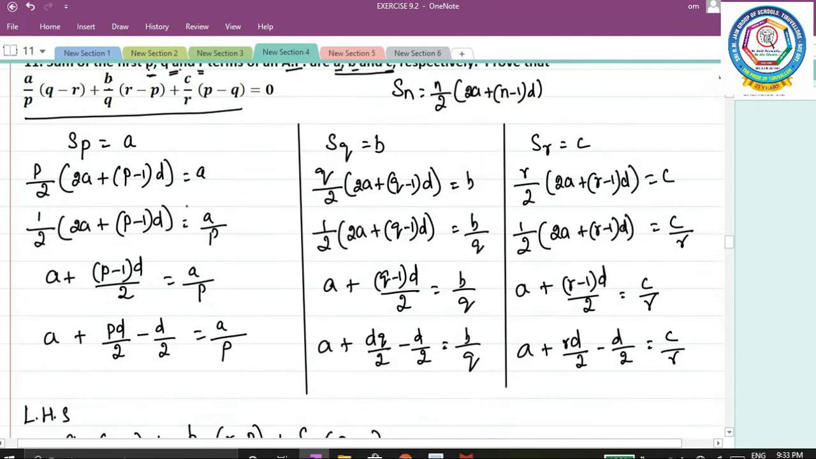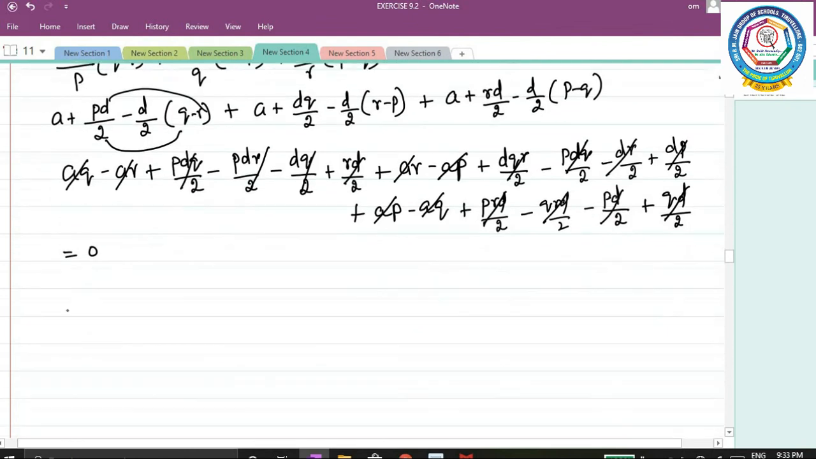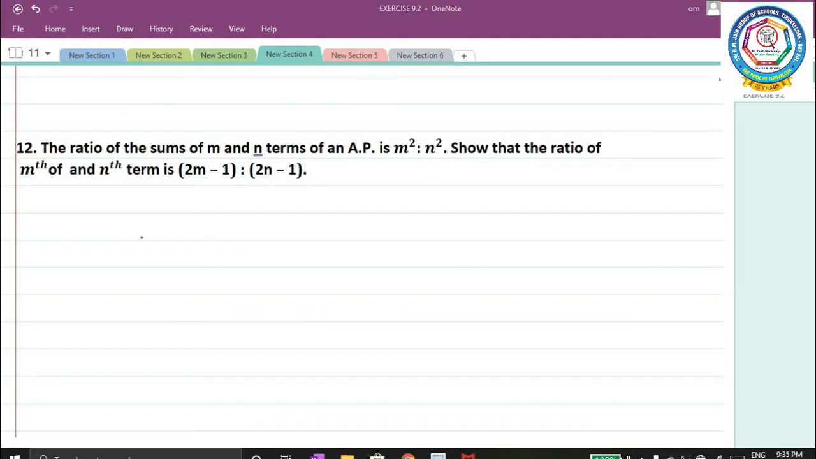The left hand side is 0, and the right hand side is given as 0 also. Therefore, left hand side equals right hand side. Hence proved. Sum number 12.